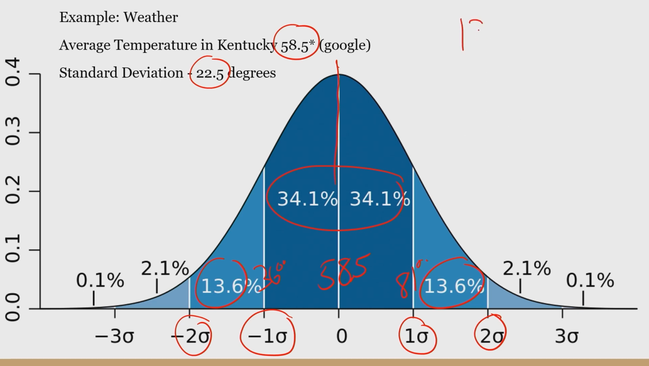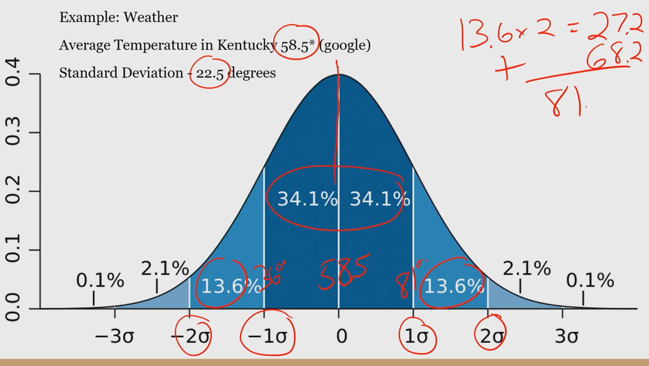So 13.6 times 2 is 27.2, plus the 68.2, which we are already putting in the middle, which means 81.8. Oh, wait, that's not right. 27.2 plus 68.2 is 95.4. What did I just calculate? This is very important. I just calculated that 95% of the time, we will be anywhere between 1 and 2 standard deviations.